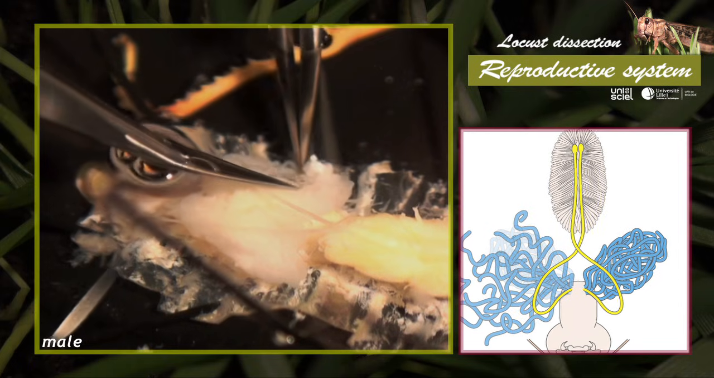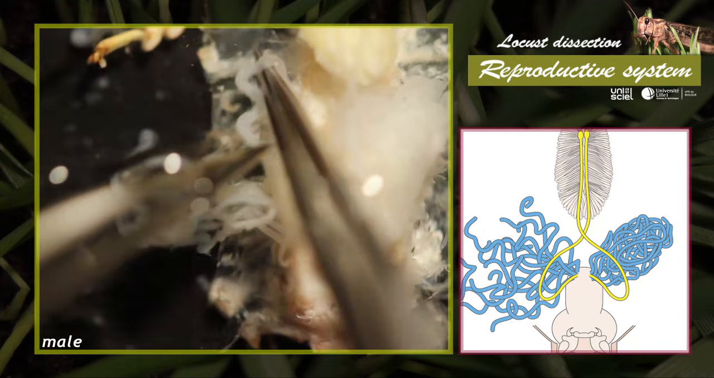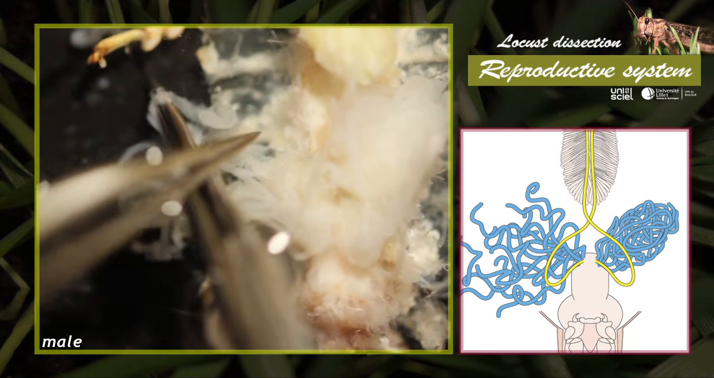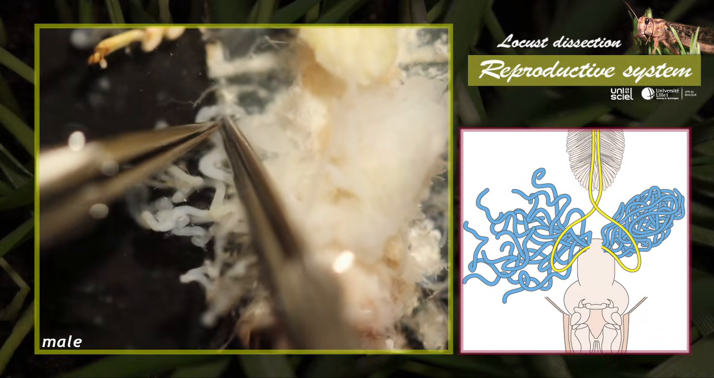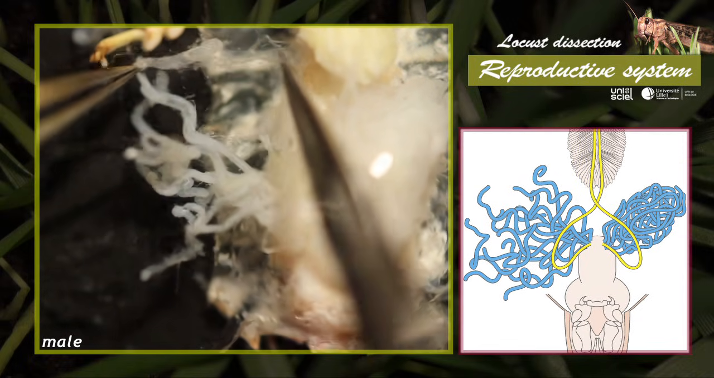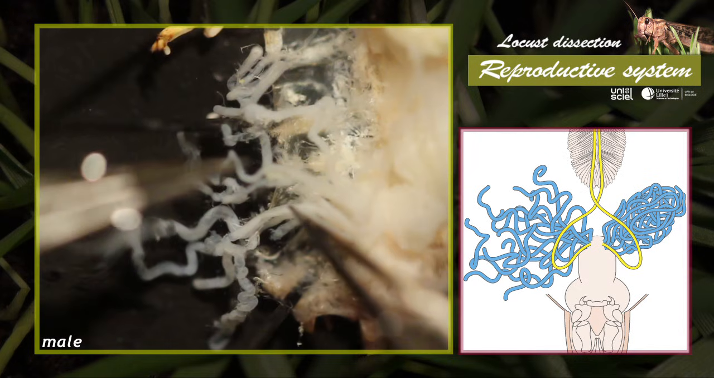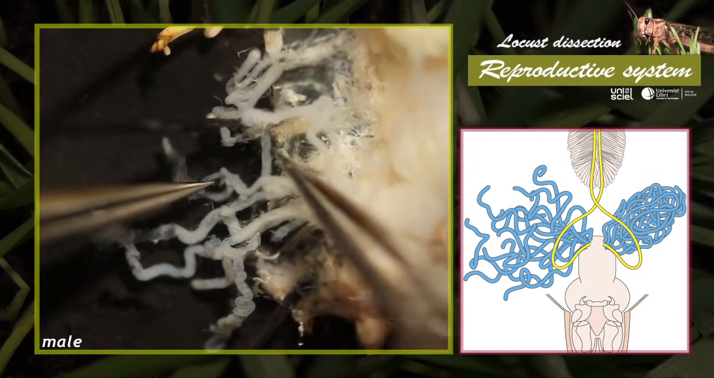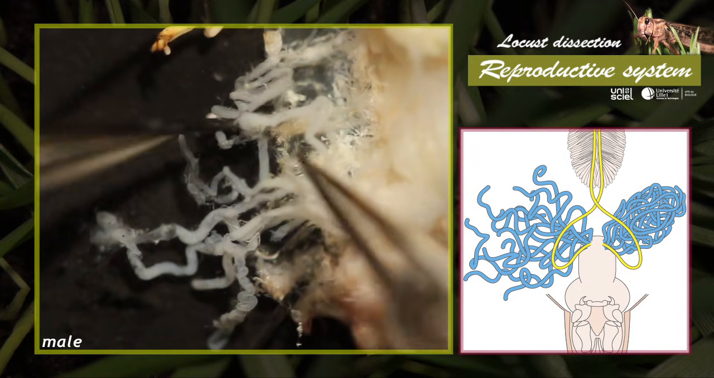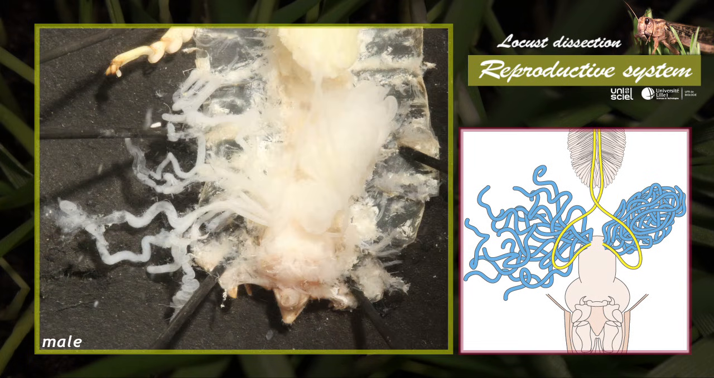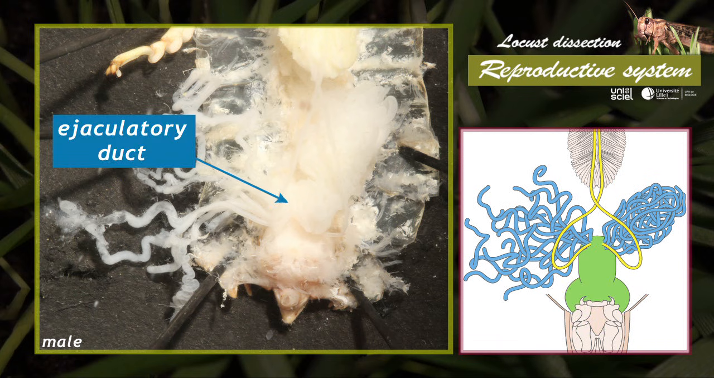Unroll one of the two accessory glands to observe their structure better. Each gland is formed of 15 coiled tubes with different aspects and lengths. The vas deferens and the accessory glands end at the ejaculatory duct, which extends into an ejaculatory sac bearing chitinous structures, the external genitalia.